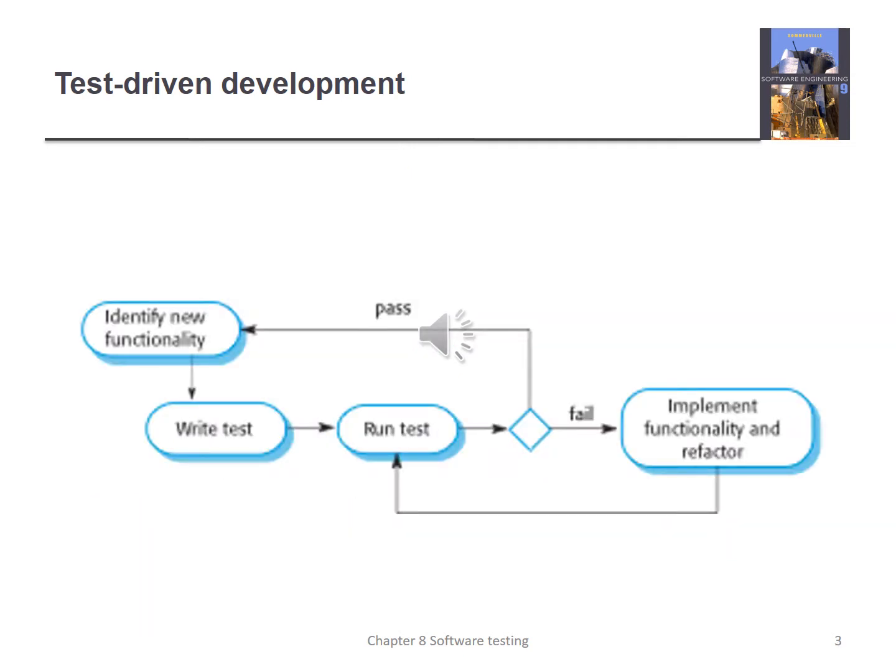Well, if we look at this diagram, it looks like it represents the agile or the incremental approach. We identify the new functionality. We write the test. We run the test, after we write the program. If it fails, then we implement functionality and refactor, change, do whatever, and run the test until it passes. When it passes, you identify another functionality or another increment.